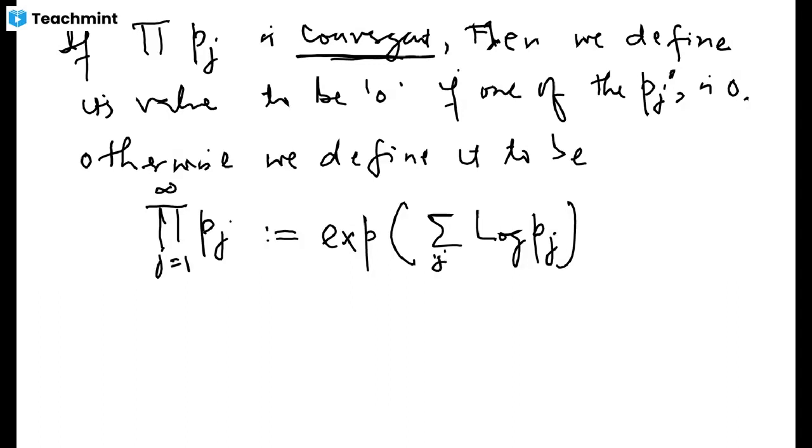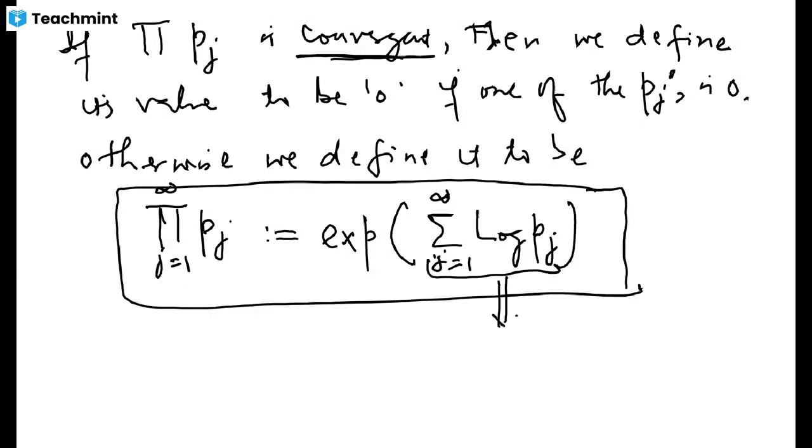So you have to remember when the value of a convergent product will be zero: when even one of its factors is zero. Otherwise its limit will be equal to this thing, the exponential of the convergent series. Since this series is convergent if your product is convergent, the exponential of this will be a finite complex number. So this is the definition and its limit. Now let us have some observations.